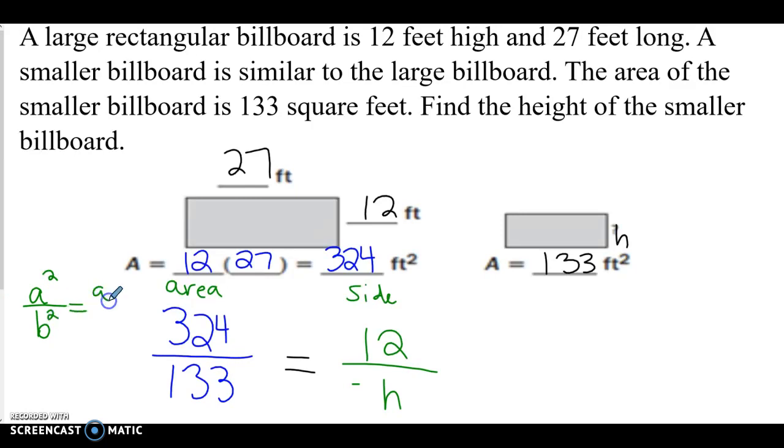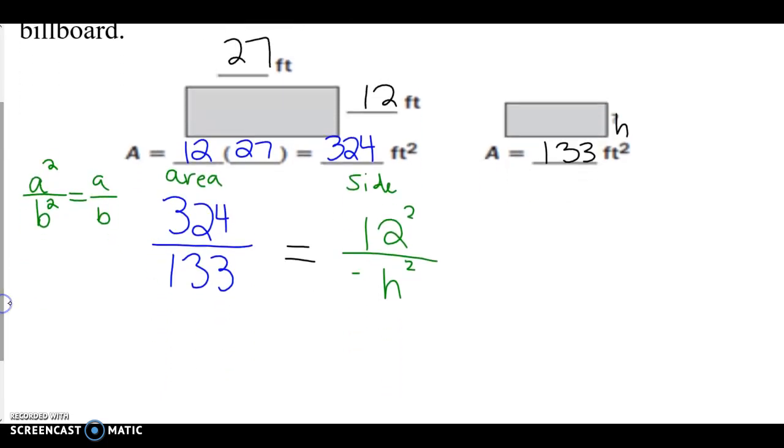This is what we have just with numbers, right? How do I get this A over B to match my A squared over B squared? Square both of them. Wait, why do you have to? Because our area ratio isn't the same as the side length ratio. Well, you can take the square root of this one if you wanted.